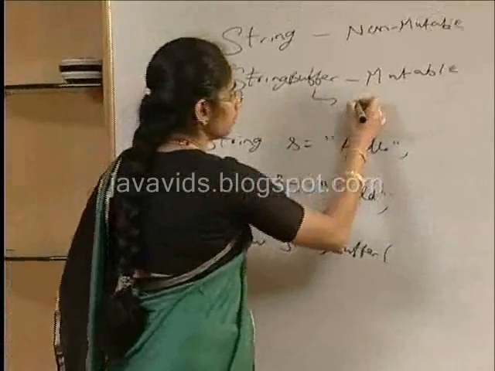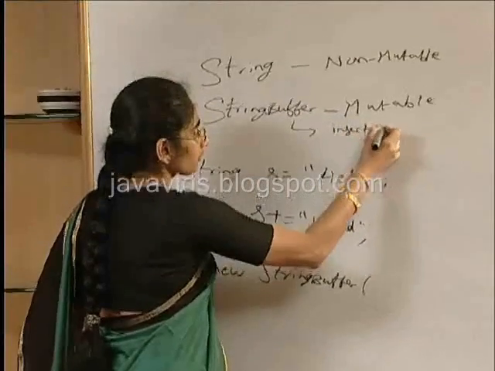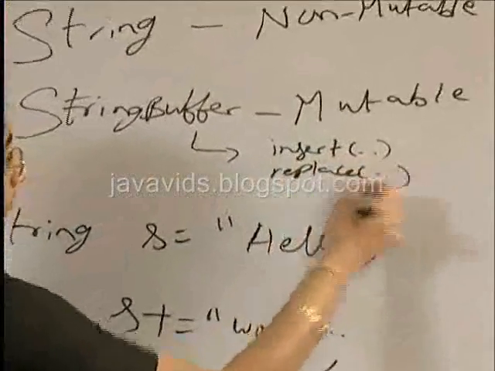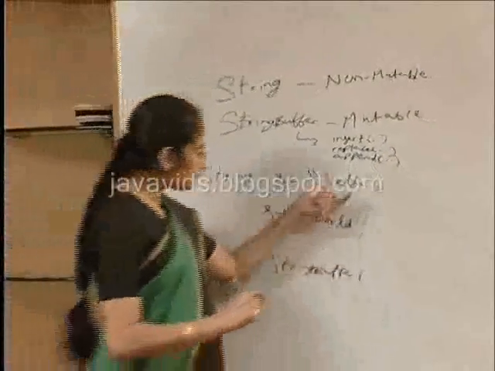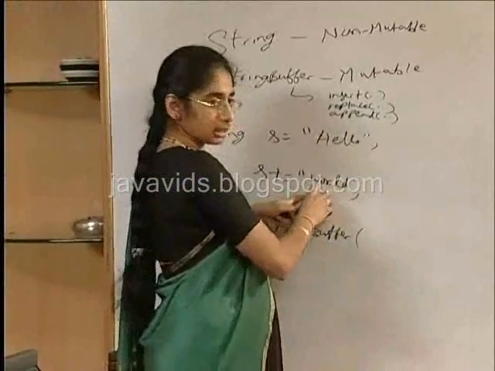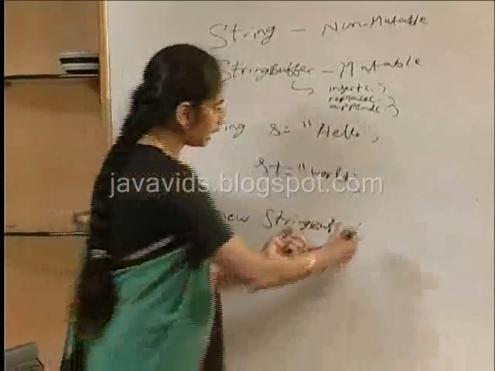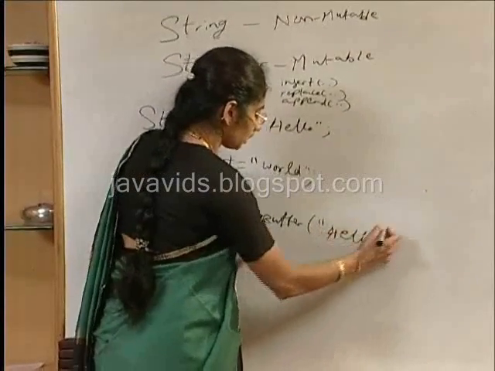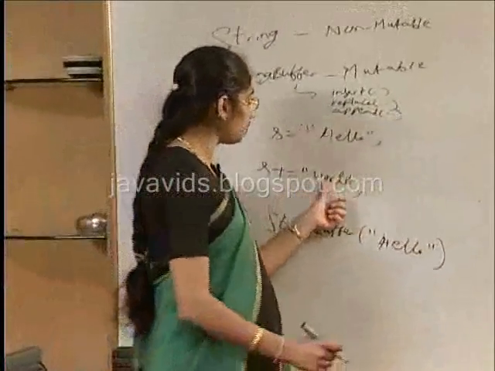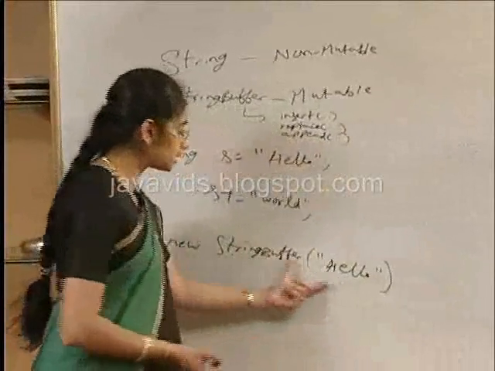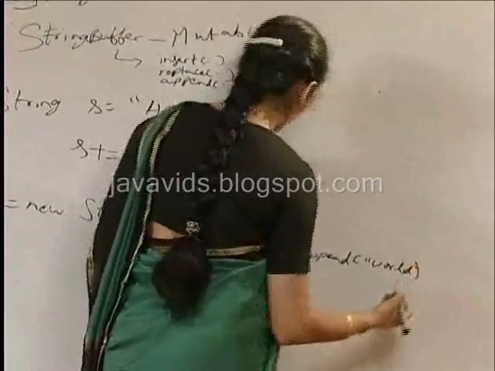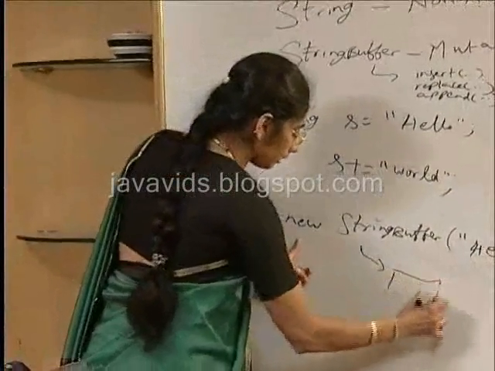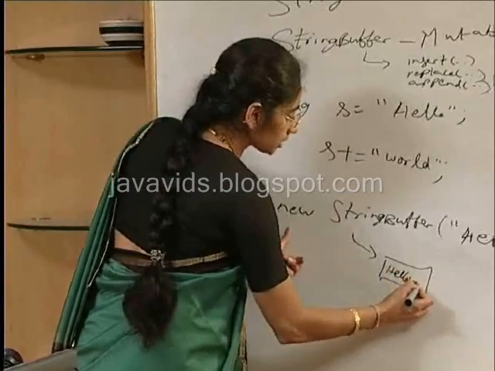Now the string buffer class has methods like insert, replace, append, etc. So in this case what's happening is we are attaching to hello the world string. The string buffer object is created with the content hello. So you got a string buffer object. To that you want to add world, so that is append. So on this string buffer object you invoke the append method, append world. So now you got a new memory allocation for the string buffer where hello world is stored.